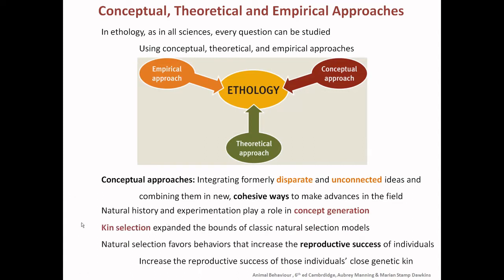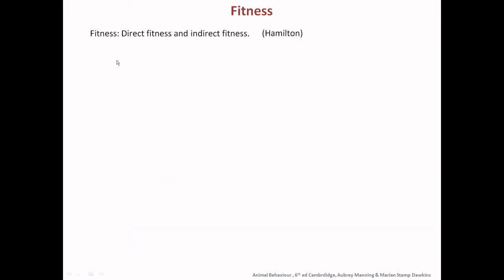Kin selection is one of the concepts. In that, it expanded the bounds of the classic natural selection model. Natural selection favors behavior that increases the reproductive success of individuals, and increases the reproductive success of those individuals' close genetic kin. So these close genetic kin can be its own offspring, its grand offspring, as well as other members of the same population. So Hamilton made a concept called fitness.